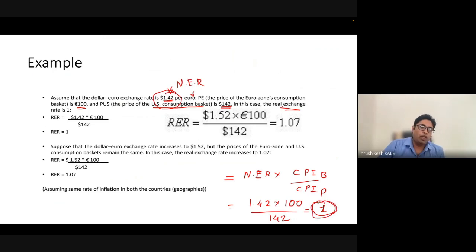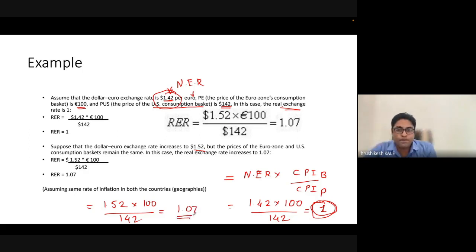Now, similarly, if the dollar-euro exchange rate increases to 1.52, but the prices remain the same, what will happen to the real exchange rate? 1.52 multiplied by 100 divided by 142, and your real exchange rate will increase to 1.07. So that's how you can calculate real exchange rate.